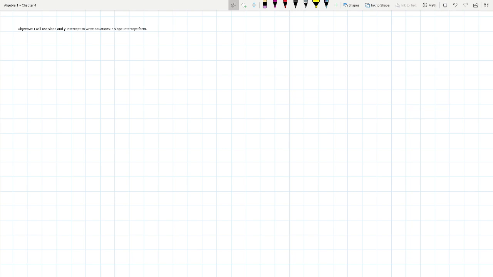This is the Chapter 4.1 lesson notes. I've already done the warm-up. Your objective today is: I will use slope and y-intercept to write equations in slope-intercept form. To start off our notes, we're going to write an equation of the line with a given slope and y-intercept.